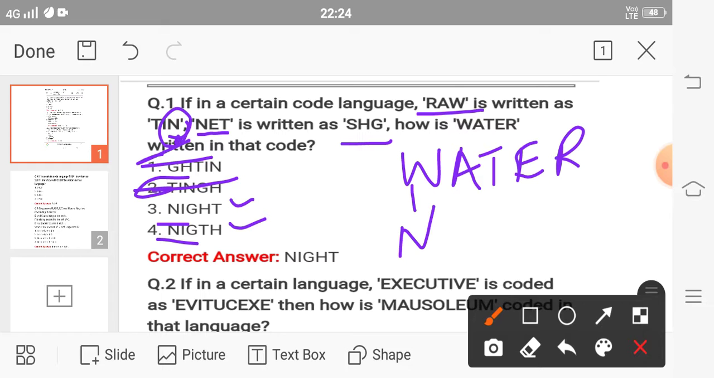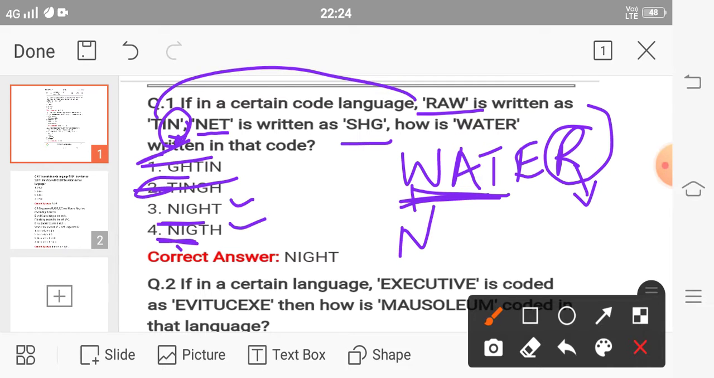Now the 3rd and 4th options. The first 3 letters are common, so don't think about these first 3 letters. Go to the last letter. Here R. In R's place we observe T. So where is T? Observe in these options in the last place. In the third option we observe T as the last letter in this word. So this is the correct answer. The third one is the correct answer.